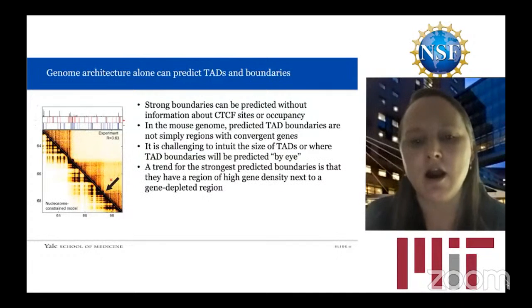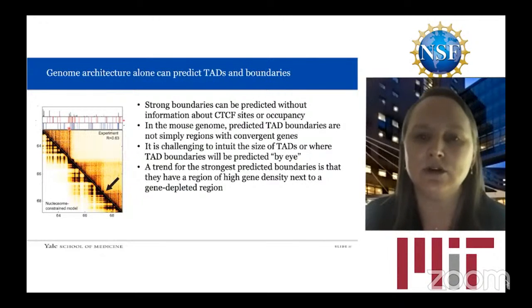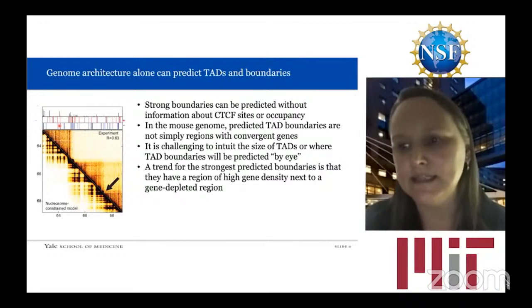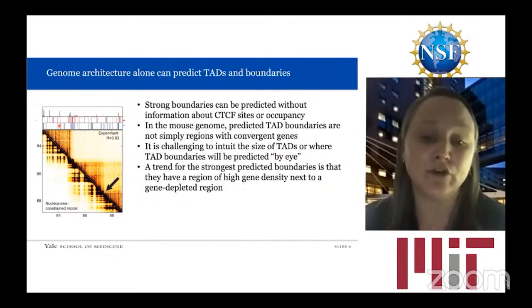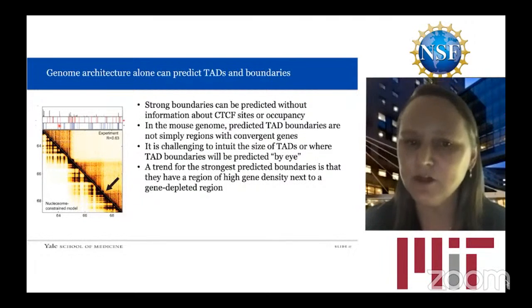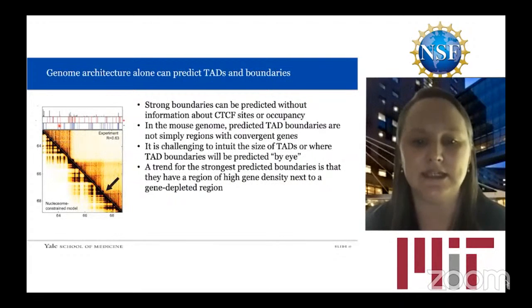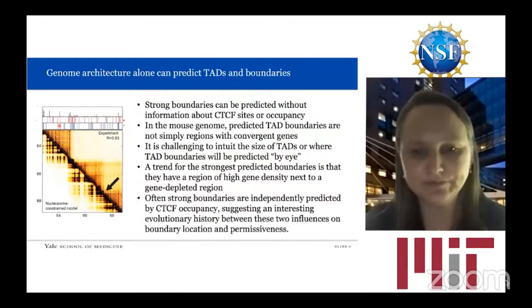Thus far, our best guess is that regions of high gene density next to relatively gene deserts seem to be something that often leads to a strong boundary being predicted. And this could be because there's a high degree of loading of SMC complexes at all of the promoters of those genes, but that a gene desert would prevent the translocation of SMCs through the adjacent region.